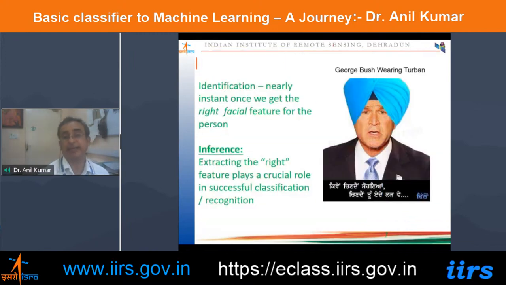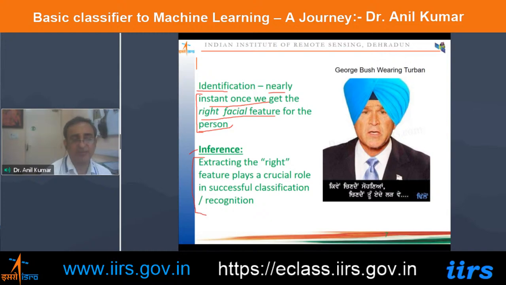So here the conclusion is George Bush wearing a turban, and basically the identification is nearly instant once we get the right facial feature for the person. So that means if we get the reference data, we get very high accuracy for recognizing an object, or to classify an object, or to predict the label of an object, or whether an event will occur or not. So here in inference, extracting the right feature plays a crucial role in successful classification or recognition. So this is very, very important.